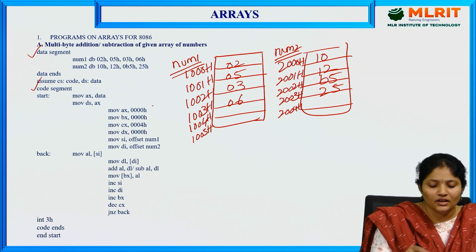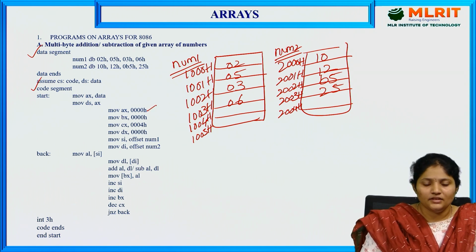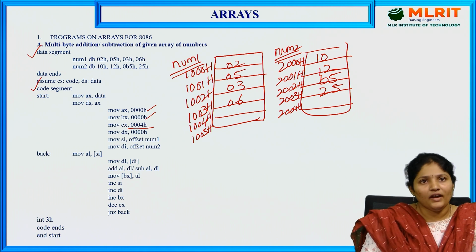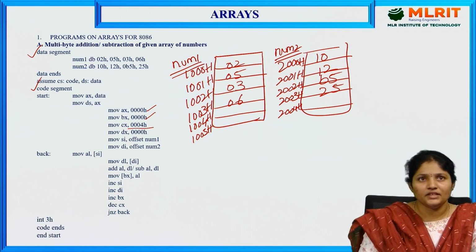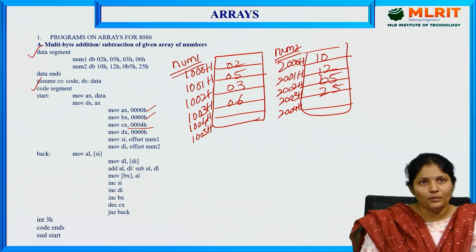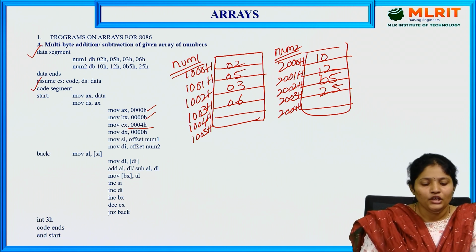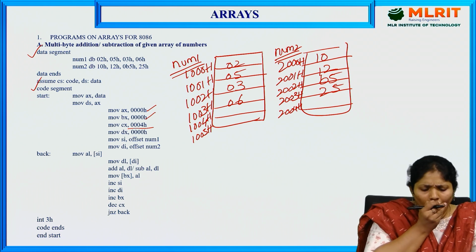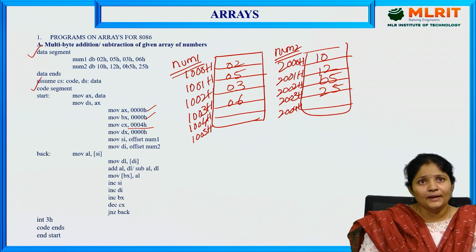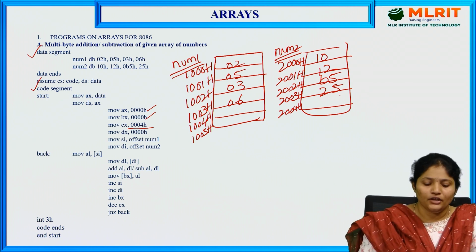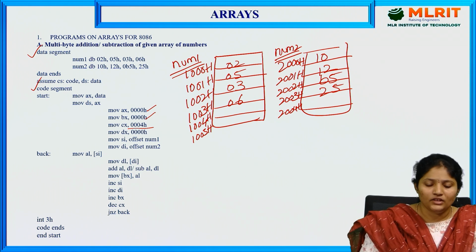Now I am initializing AX with 0, BX with 0 and CX, the count, with 4. Why do we need to keep the count as 4? Because here I was taking 4 numbers in each array group. To perform addition or subtraction or any arithmetical operation between the arrays, you need to keep count of the number of numbers present in the arrays. Here I was taking 4 numbers in each array group, so that's why I'm keeping the count as 4.